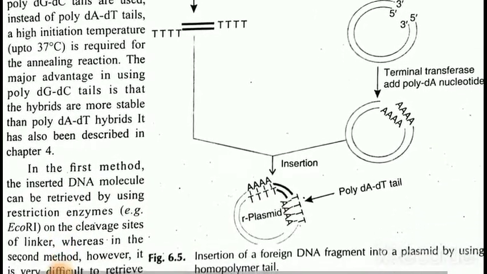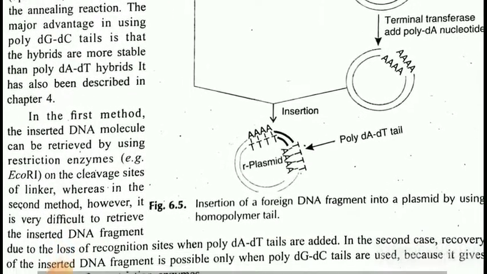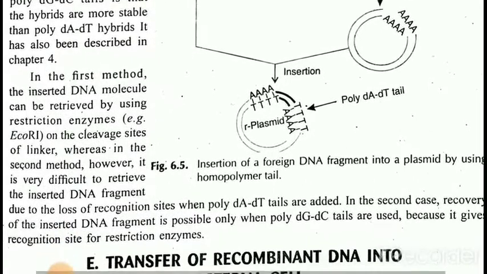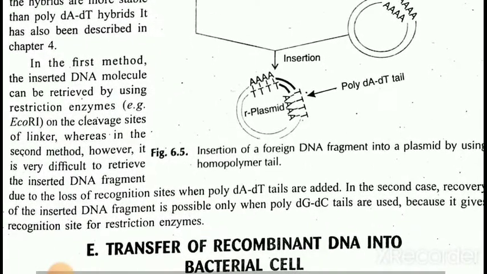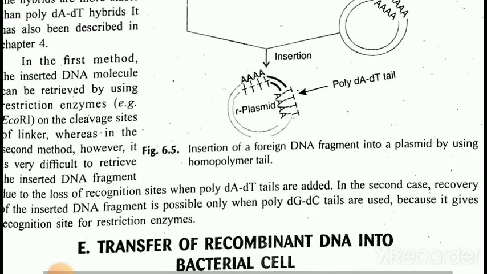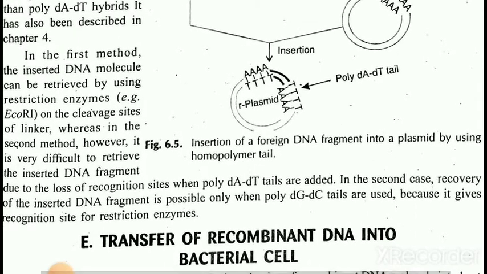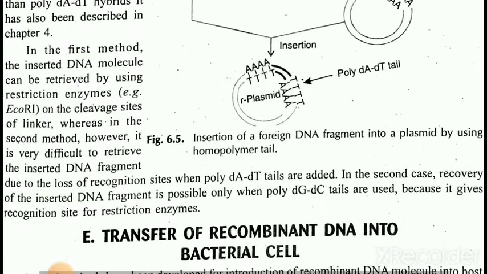In the first method, the inserted DNA molecule can be retrieved by using restriction enzymes, e.g. EcoRI, on the cleavage sites of the linker, whereas in the second method, it is very difficult to retrieve the inserted DNA fragment due to the loss of recognition sites when poly-dA-dT tails are added. In the second case, recovery of the inserted DNA fragment is possible only when poly-dG-dC tails are used, because it gives a recognition site for restriction enzymes. See figure 6.5. Insertion of a foreign DNA fragment into a plasmid by using homopolymer tail.